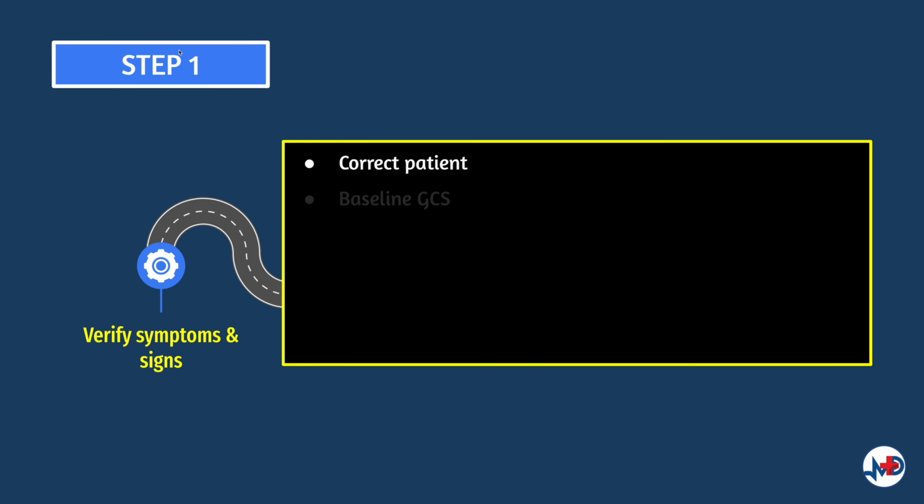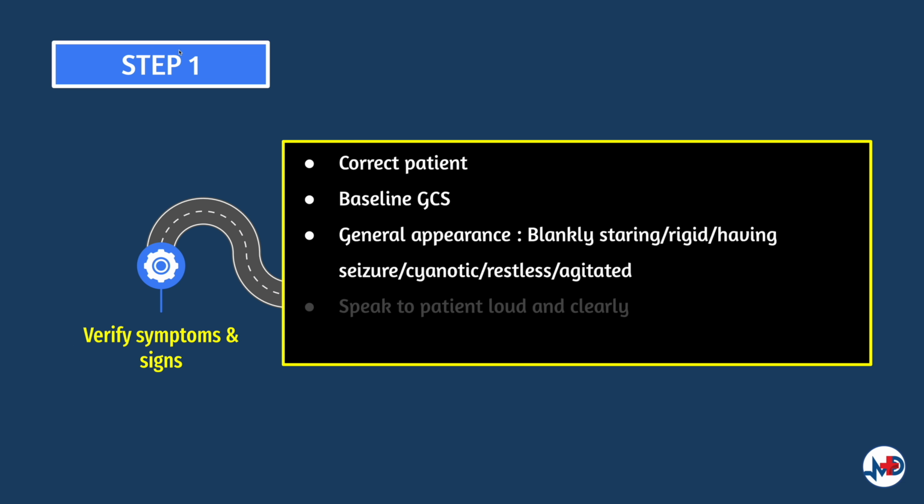Let's look at the approach. First and foremost, verify the symptoms and signs. Attend to the patient by identifying the correct patient and verifying the name. Ascertain what was the patient's baseline GCS upon the last review from documentation available.